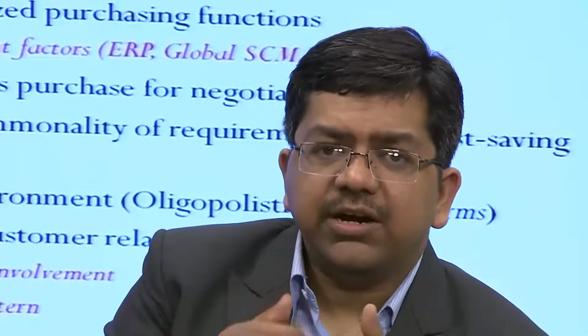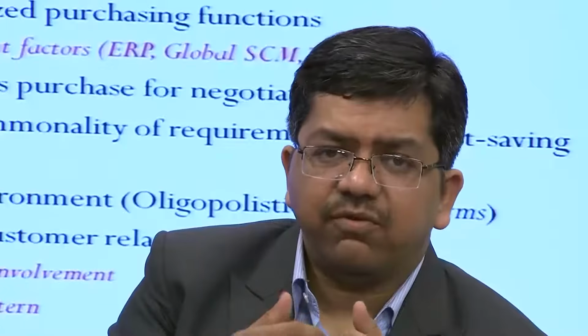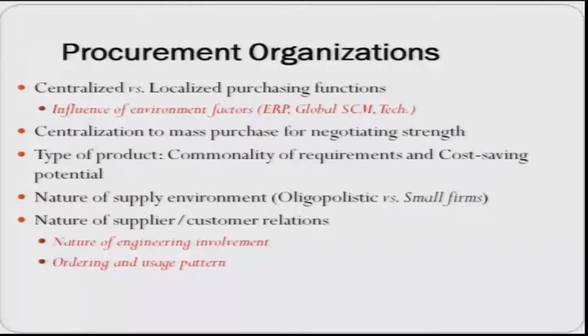And the design of the procurement organization also depends on the kind of supplier that exists in the market. So, whether it is an oligopolistic market or small firms, that also determines what kind of purchasing organization you will form. One thing you have to understand, this has a far reaching influence for the industrial marketeers, because depending on the procurement organization design will depend the kind of sales efforts which will be required.